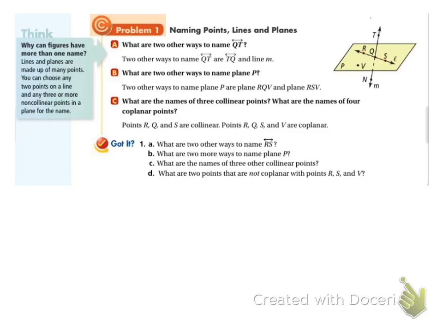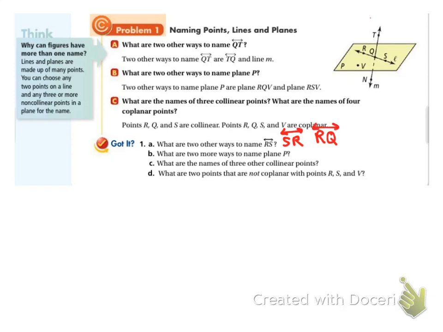Okay, now if we move down to the Got It questions. 2 other ways to name RS. Well, we can first just switch the letters. So SR. Make sure we have our line with our arrows on top. Also, if we look at RS, there's also the point Q on there. So another one that we could use would be RQ. And make sure we have our lines above it.